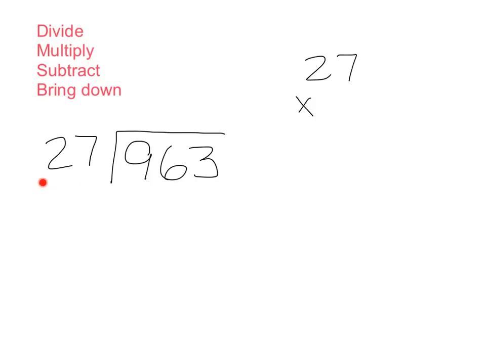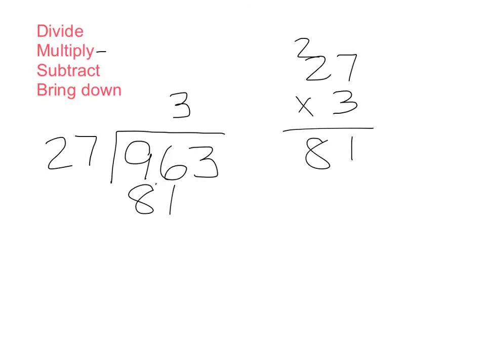If I think of 27 as 30, 30 goes into not 9 but 96. Well, 3 goes into 9 3 times, so I'm going to try 27 times 3. And I get 81. That's really close, and I can see that this is not more than 20 away from 81. So my divide step is 3. Now my multiply step is 3 times 27 was 81. My subtract step gives me 15. My bring down, my 3.